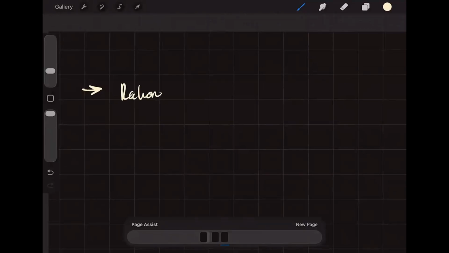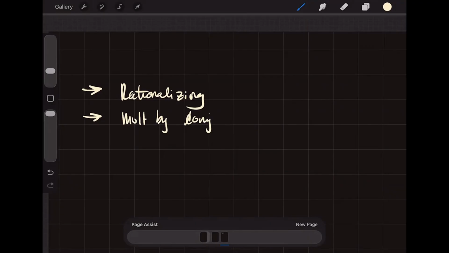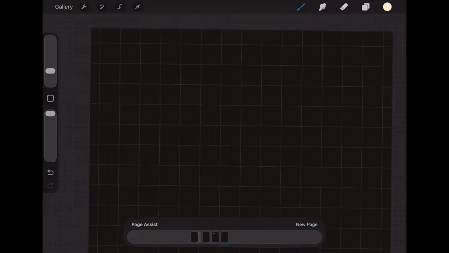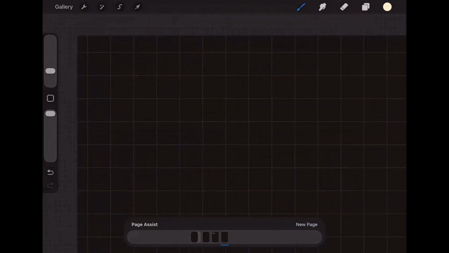So we'll cover things like rationalizing, multiplying by the conjugate, and factoring, in efforts to remove the discontinuity. So these are going to come from our homework problems.